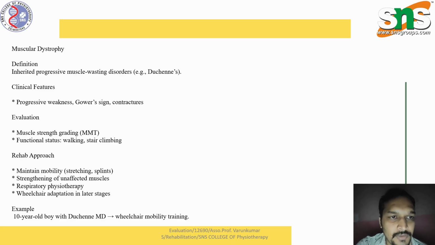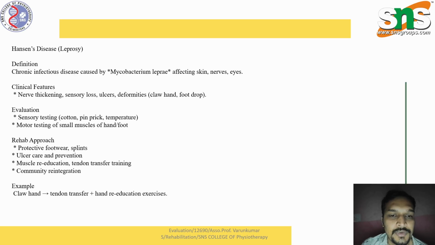Muscular dystrophy is a condition involving inherited progressive muscle wasting, leading to progressive weakness. It ends up with Gower's sign and the presence of contractures. Evaluation can be done by means of MMT and functional status. In rehab approaches, we can go with maintaining mobility exercises, strengthening of unaffected muscles, respiratory physiotherapy, and wheelchair adoption in later stages. For example, a 10-year-old boy with Duchenne muscular dystrophy leads to wheelchair mobility training.